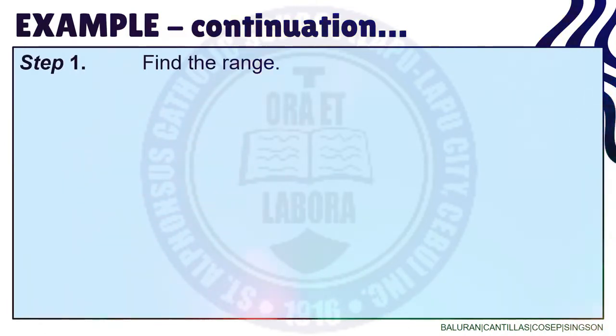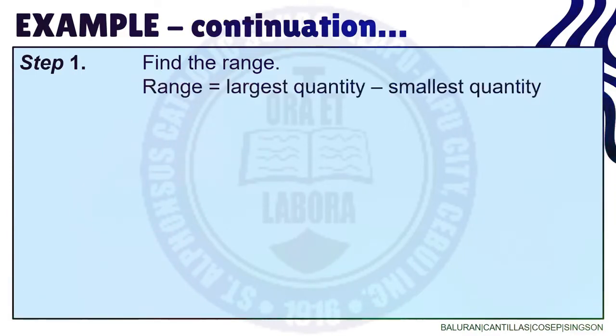First we have to look at the largest quantity and the smallest quantity from our given data. So this is now the formula in finding the range. The largest quantity that we have in our given data is 146, and the smallest quantity is 120. Then subtract 146 and 120, our range is equal to 26.